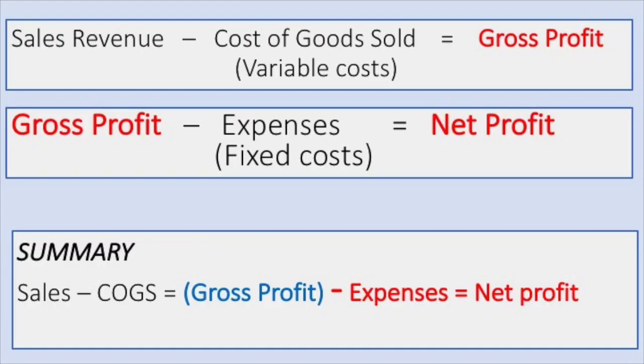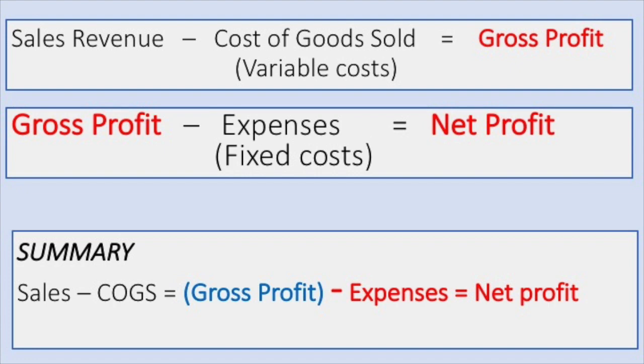Here's an overview. Gross profit and net profit are both types of profitability which are a measure of how well a company is doing, how successful it is. Do you remember the magic formula, sales minus costs equals profit? Well, that was like the baby version of the formula. Now that we're at the end of the course, here's the more advanced one.